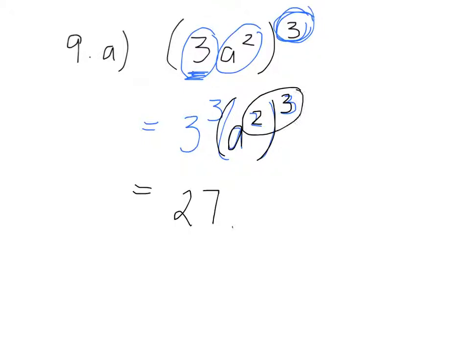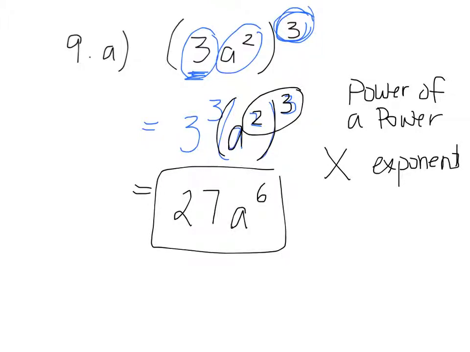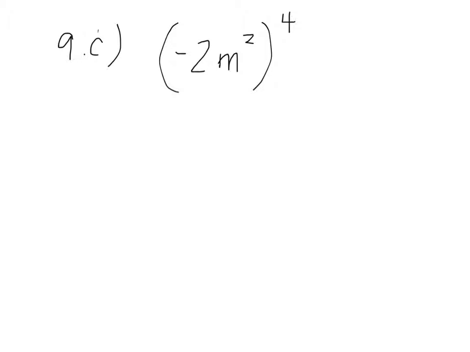When you have a power of a power, what do you do with the exponents? You multiply the exponents. Good. 2 times 3 is 6. So it's going to be a to the power of 6. And that's the final answer. Again, it's every single thing inside the bracket to the power of 4.